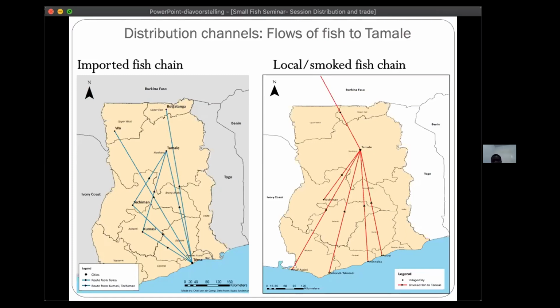And then in the smoked fish chain, that is the next figure on the right, traders in Tamale get their supplies from the southern part of the country, but Accra is the main important market for fish traders. They travel to Accra. In Accra, they have central markets where they can buy the fish wholesale, and then they transport it to Tamale for further distribution.